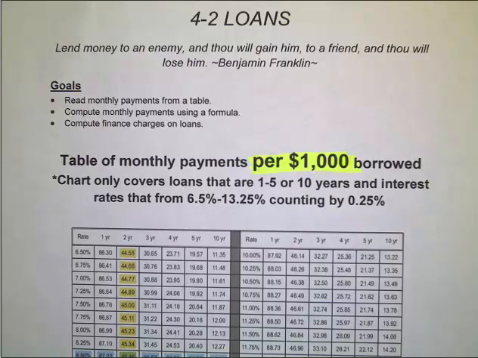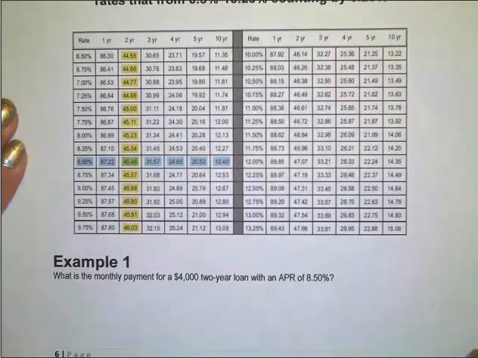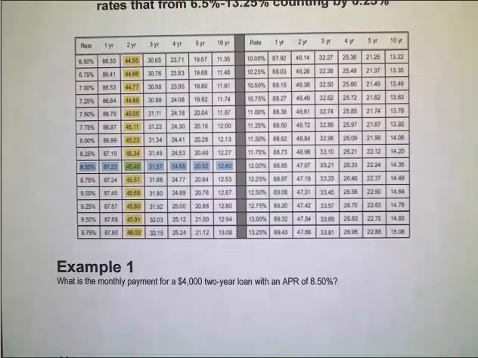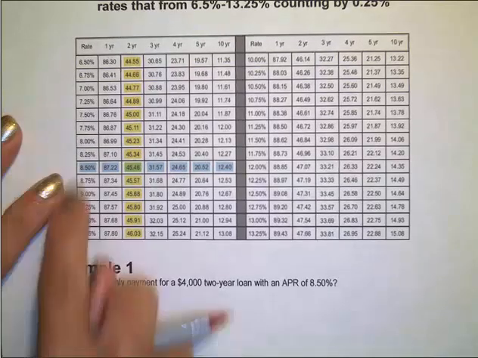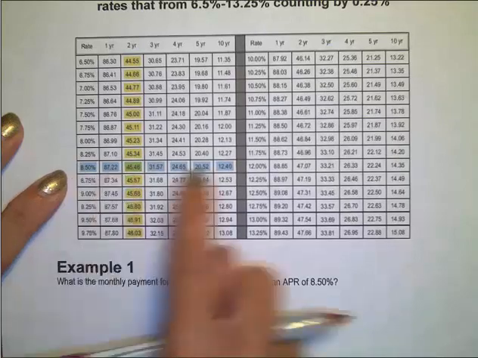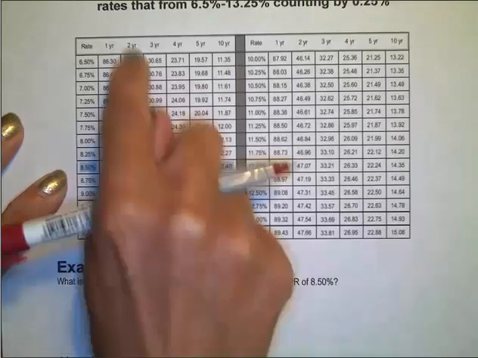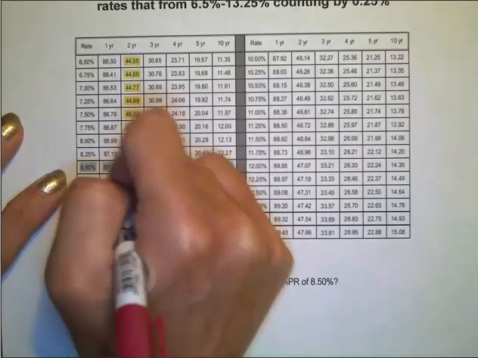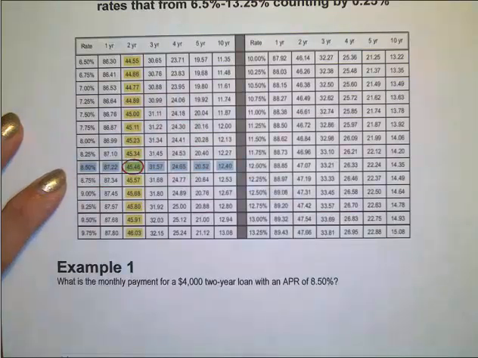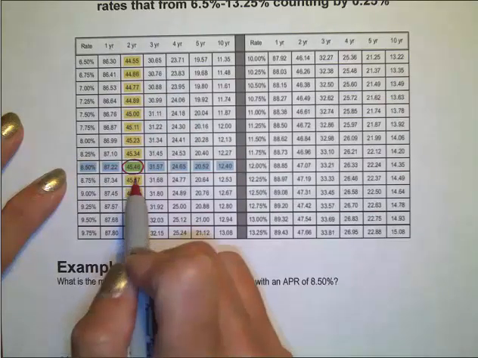So in example 1, what is the monthly payment for a $4,000 2-year loan with an APR, an annual percentage rate of 8.5%? So you can see in the table we went to 8.5%, and those are all in blue. 2-year loan is all in yellow. Where do they intersect? 45.46. So this is what I'm paying per $1,000.